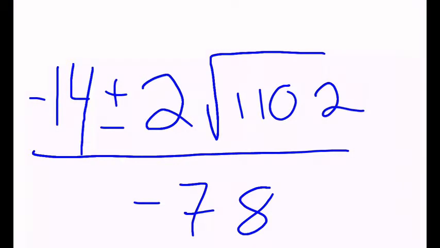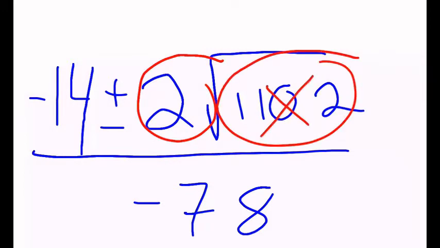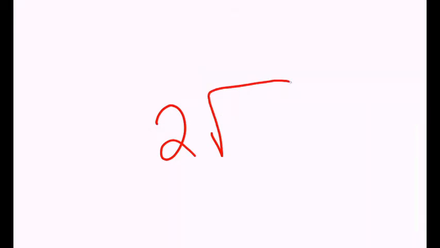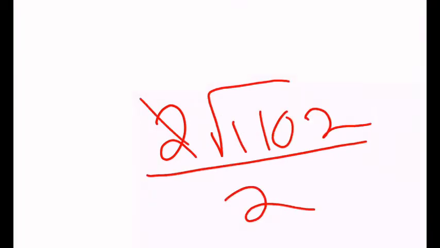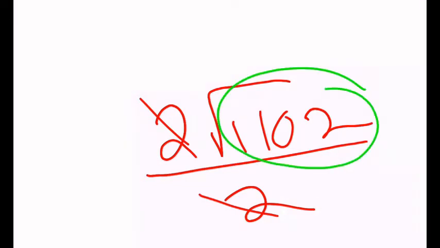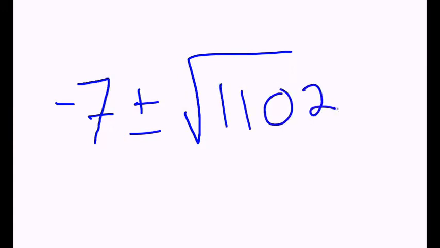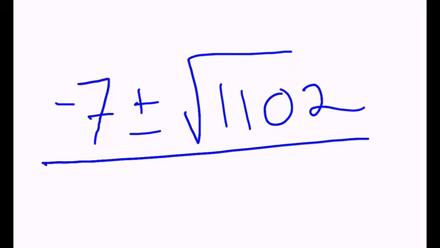Okay, what's our next step? Well, I'd like to get rid of this 2 right here. And a good way to think about it is just treat this stuff over here as like a variable, like an x. So this is like 2x, which means if we divided 2x by 2, it would give us x. So we could do the same thing. So 2 root 1102 divided by 2 is simply root 1102. Okay? So now if we divide everything by 2, we've got minus 7, because that's 14 divided by 2, plus or minus, just drop the 2 in front of the root 1102. And then on the bottom we had negative 78. 78 divided by 2 is negative 39.